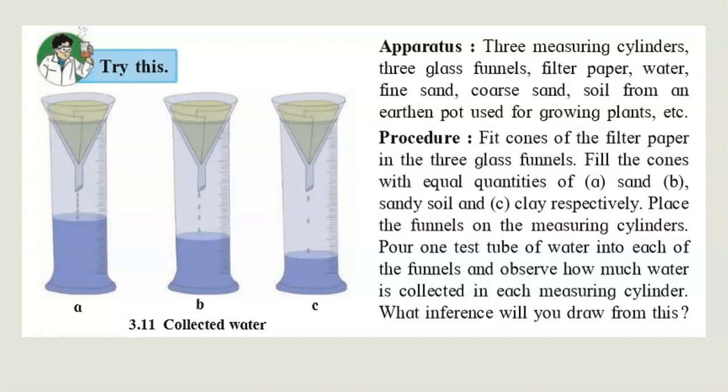Observe how much water is collected in each measuring cylinder. This is what will be seen. In A this much, in B so much, and in C so much. Now what inference will you draw from this? I'll repeat, A has sand, B has sandy soil, and C has clay soil.